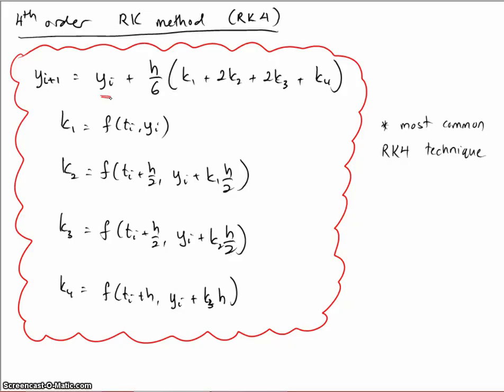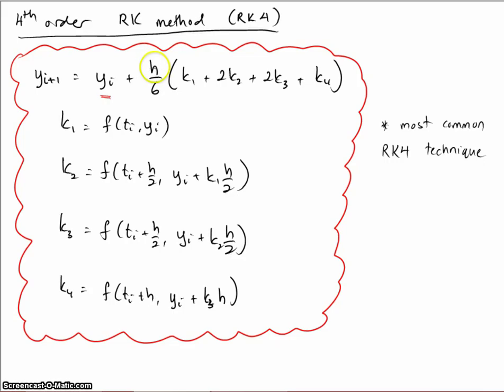So what are these k1 to k4? These k1 to k4 are essentially just different values of f evaluated at different points. So for example, k1 is given by f that is evaluated at t_i and y_i. k2 would be the f evaluated at t_i plus h over 2, which is at a half time step, and you have y_i plus k1 h over 2. So for k3 you have its own expression, for k4 you have its own expression as well.